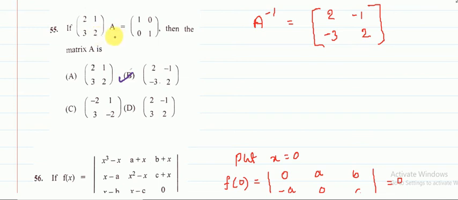So, how to find the inverse? Interchange the diagonal elements, change the signs of the non-diagonal elements, and divide by the determinant. Here the determinant will be 2 into 2, 4, minus 3, 1. Therefore, it is 2 minus 1, minus 3, 2. Therefore, it is option B.